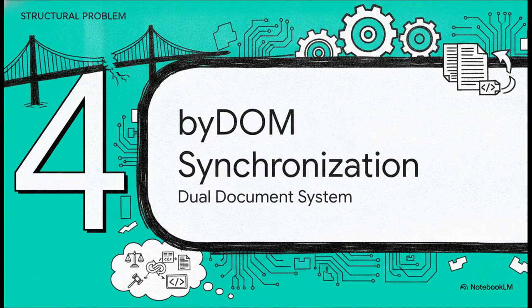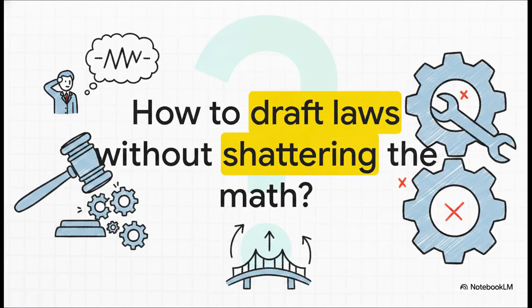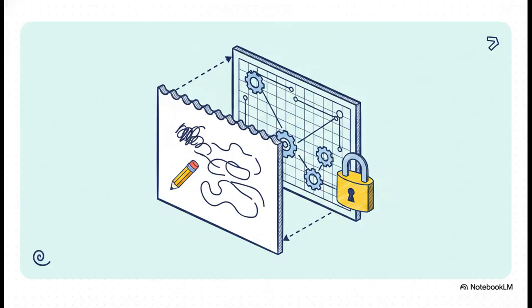Let's dive into Section 4, the BI-DOM synchronization. This brings us to a multi-million-dollar structural problem. If the underlying XML is so incredibly strict and unforgiving, how on earth can a human lawmaker actually draft or edit a law without breaking the entire mathematical system? I mean, you can't exactly ask a politician to write perfect, schema-validated XML code just to tweak a comma in a bill, right? The whole system would grind to a halt.